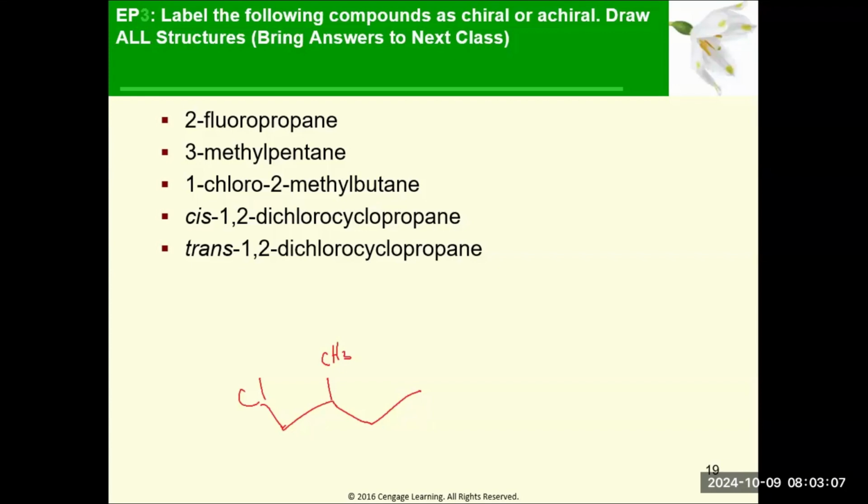Okay. Indeed, this carbon here is a chiral center. It's bonded to a CH3. This is bonded to a CH2 with a chlorine on it, or a CH2 and a CH3 on the other side. And of course, you have a hydrogen. It's bonded to 4 different things. Therefore, it is chiral.